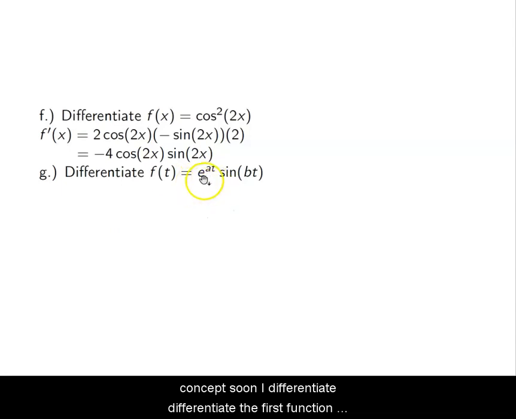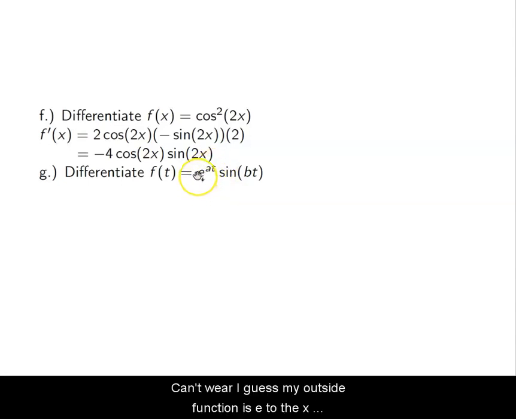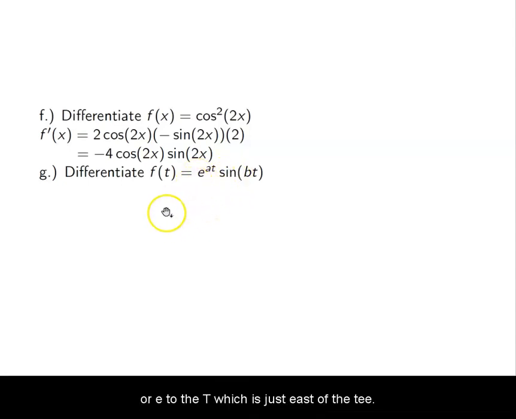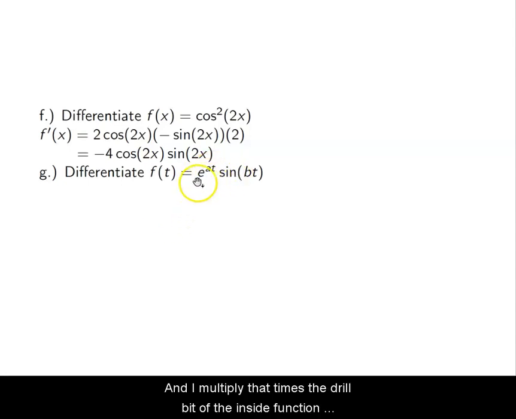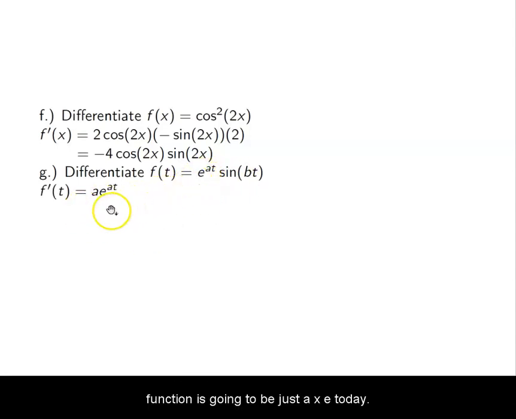Okay. So when I differentiate, I'm going to differentiate the first function. So that's going to be the derivative of e to the at. My outside function is e to the x, or e to the t, which is just e to the t. And then I multiply that times the derivative of the inside function, which is a times t, which will simplify to just a. So my derivative of the first function is going to be just a times e to the at.